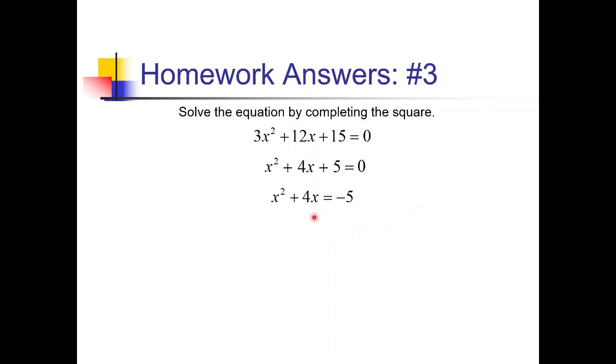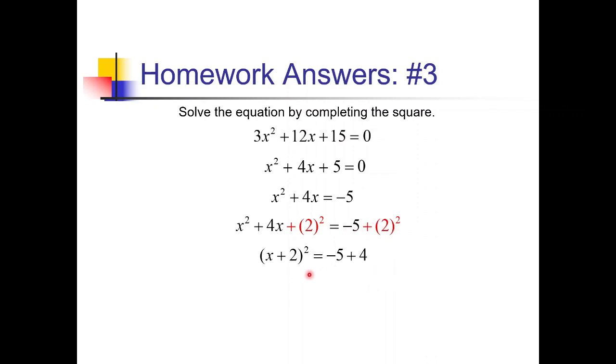All right, so now I'm going to complete the square on the left side by taking half of my b value, so half of this 4 here, and then squaring that and adding that to both sides. So I'm adding 2 squared to both sides. That allows me to factor the left side into x plus 2 quantity squared. And on the right side, I'm just going to simplify a little bit, negative 5 plus 4.